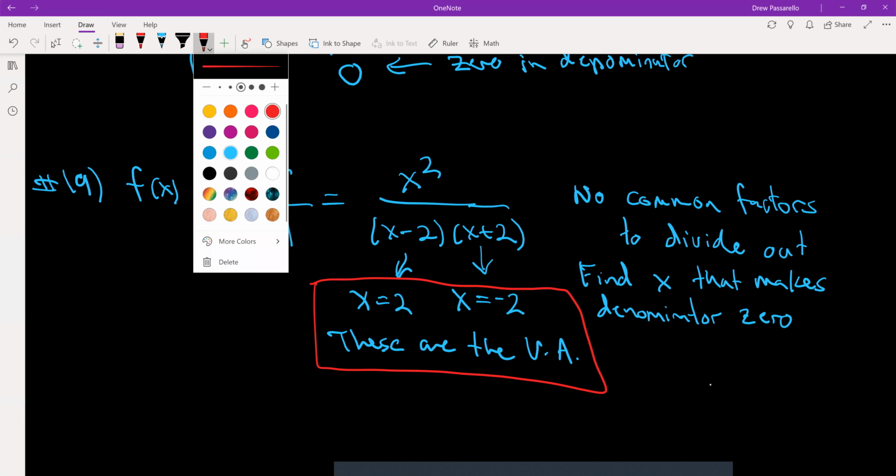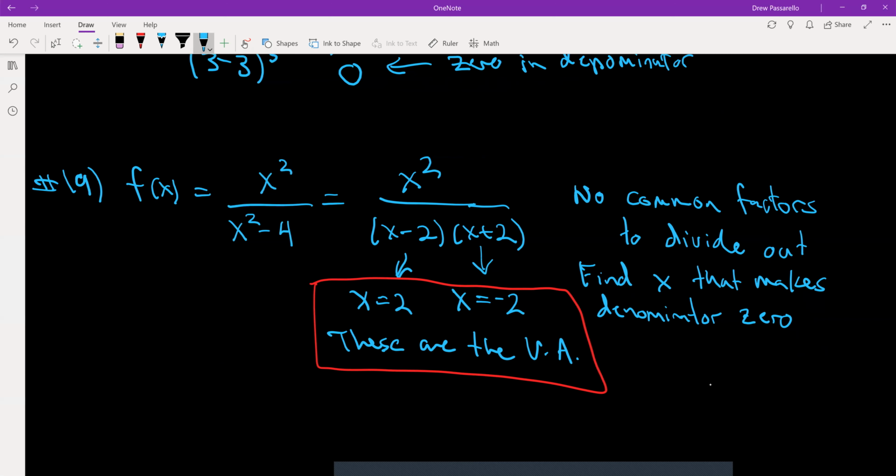And as a comment, if you plugged in 2 in the whole thing, the numerator would just be 2 squared, which is 4. The point is the numerator would not be 0, whereas the denominator will be 0. And the same kind of thing for negative 2.